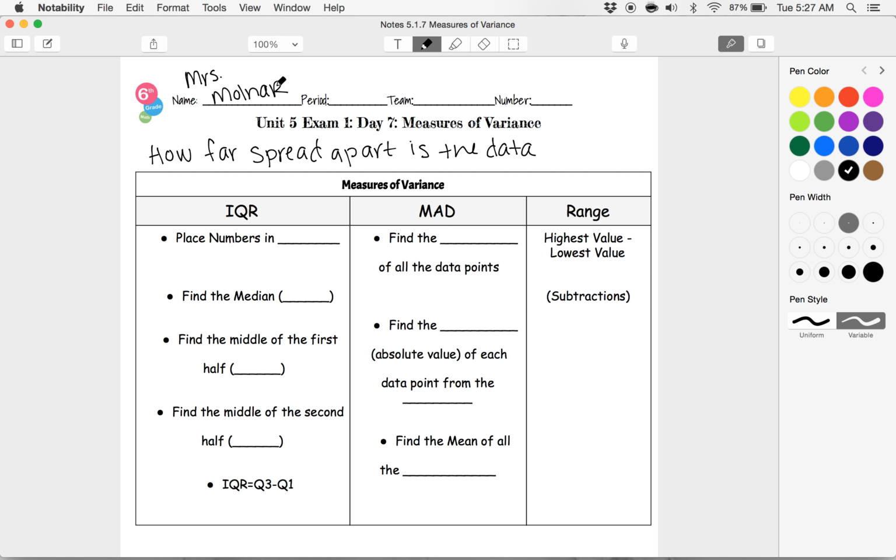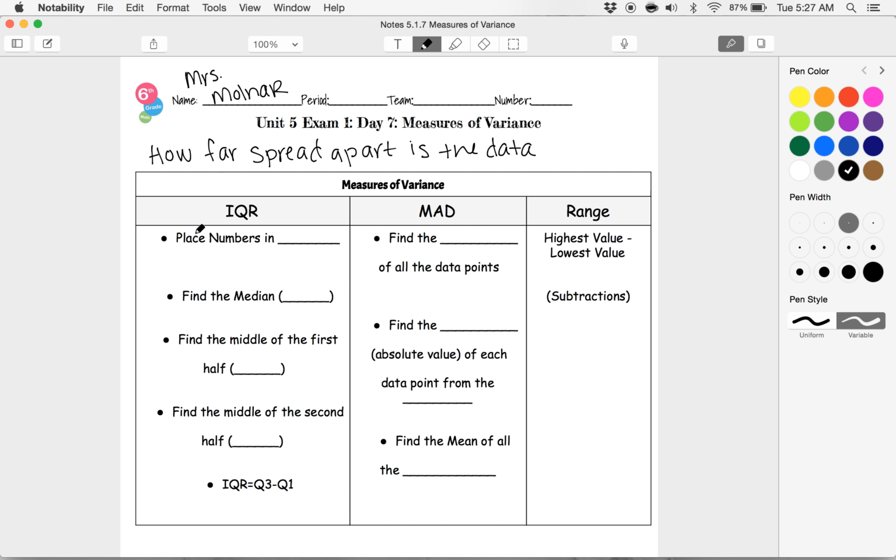So we have three types of measures of variance. We have IQR, which is interquartile range, MAD, mean absolute deviation, and range. We're going to take a minute just to summarize what these are. And then after we've gone through and remembered the processes, we're going to solve a couple examples with all three so we can see what's the same between them and what's different between them.